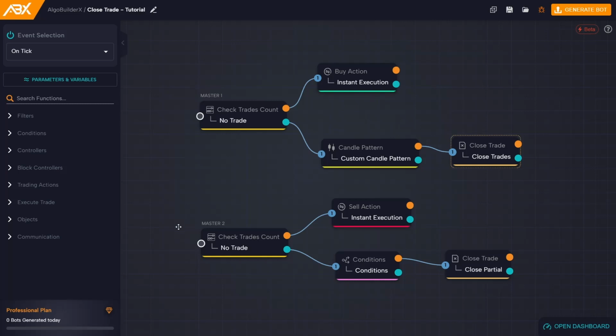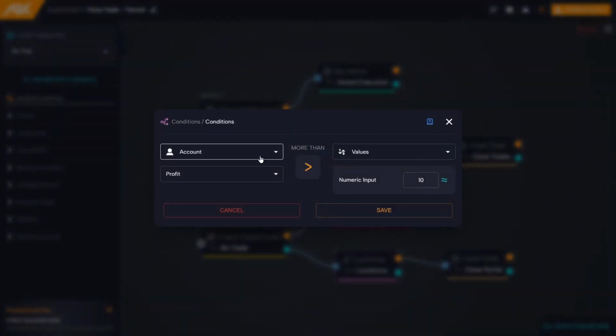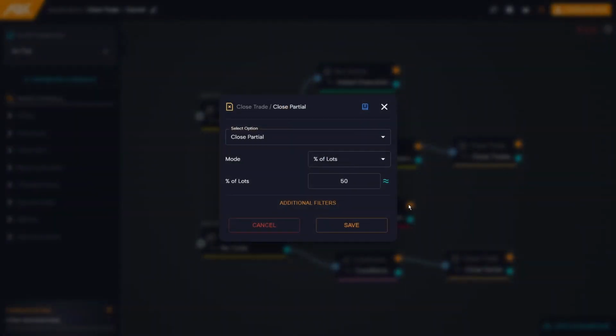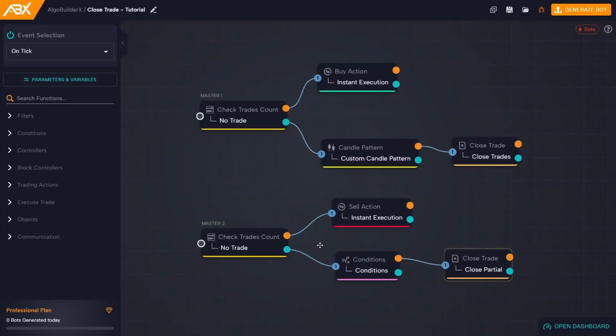In the second example, if we have open sell positions, and our condition is met, in this case, if the profit of our account is greater than 10, we will close a partial of the trade using the closed trade block, set to Close Partial. The mode is percent lots, and we have entered the value 50. So if our trade is 0.10 lots and our condition is met, we will close a partial of 0.05 lots, which is 50% of the position.